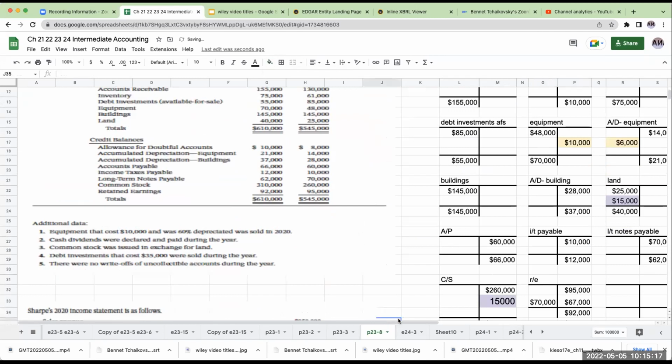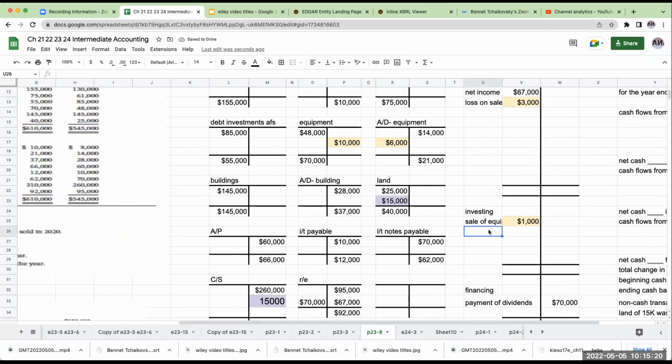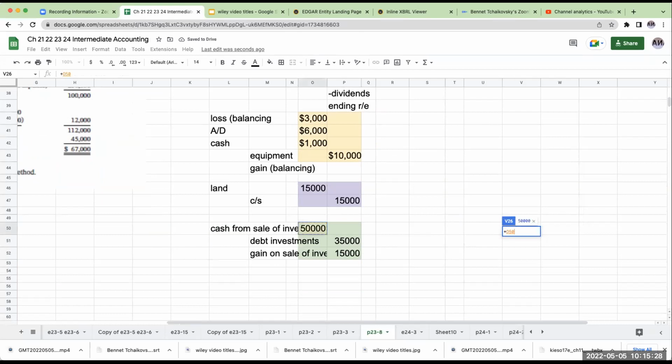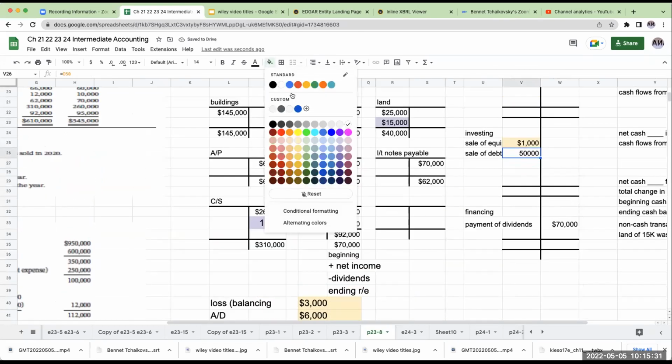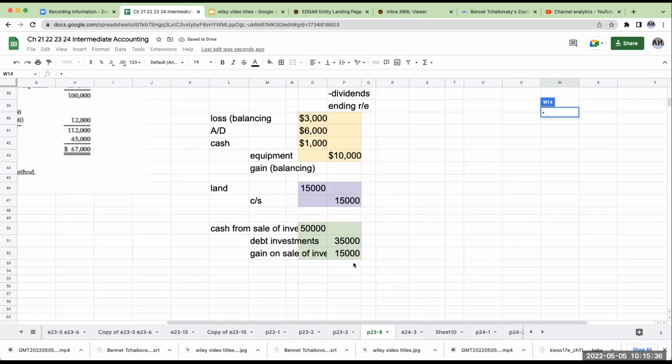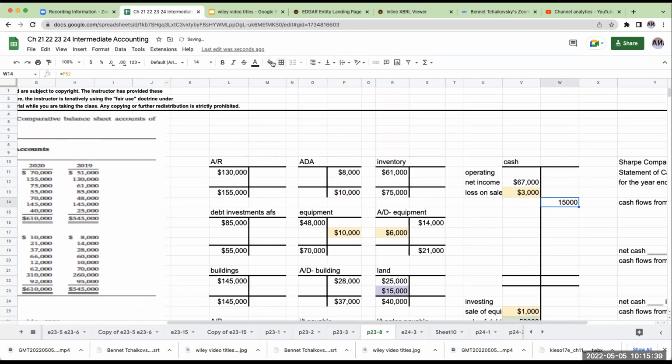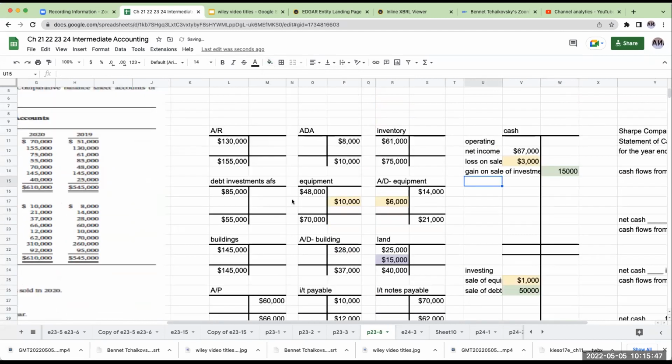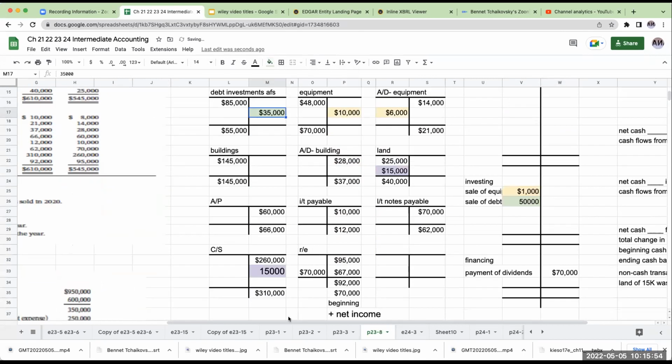Okay, so right over here, I'm going to say sale of debt investments. And this is going to be cash received, or 50,000. The gain is going to show as a negative amount or a credit. So this is going to be a gain on sale of investments. And then over here, I'm going to go to debt investments available for sale. I'm going to have a credit over here of 35,000 because that's what those investments cost me.